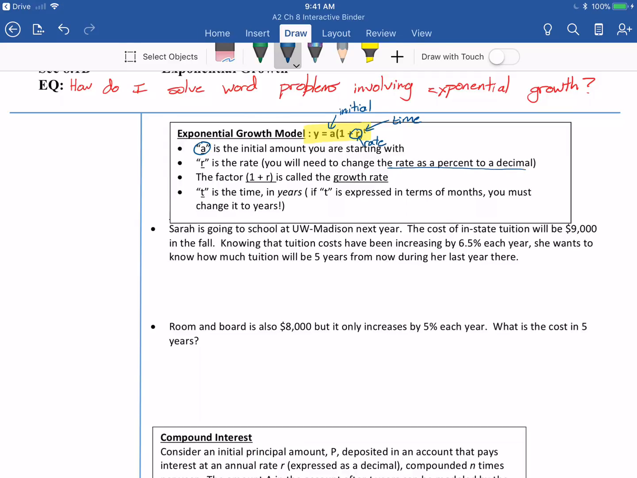A couple other things here. That 1 plus r is what we call the growth rate. If you grow at a rate of 5%, 5% as a decimal is 0.05. Remember how we move the decimal twice? So now this is 1 plus 0.05, which is 1.05. That is the growth rate. It's growing at 5%. It takes the 100% of what you already had in there and tacks on 5% each year.